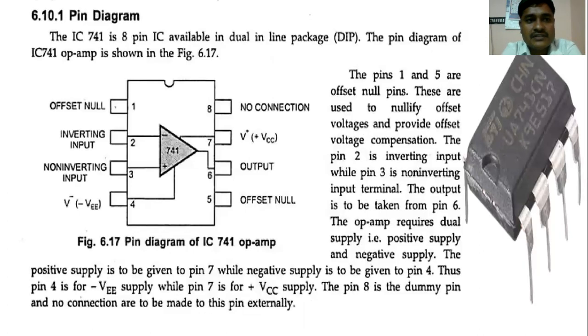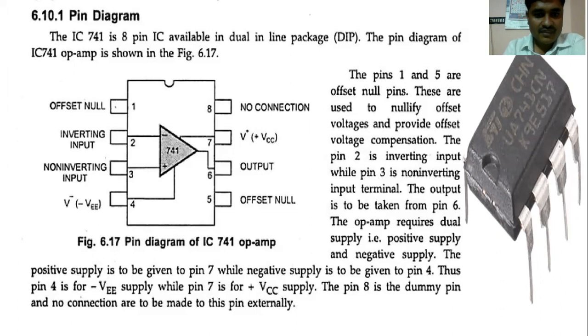In this lecture, we will study the pin diagram of the IC741 electronic device. Basically, IC741 is a semiconductor silicon IC, named from integrated circuit, and it comes in dual in-line package form. That means similar terminals are on both sides. So the IC741 is an 8-pin dual in-line package IC, which is shown in figure 6.17.